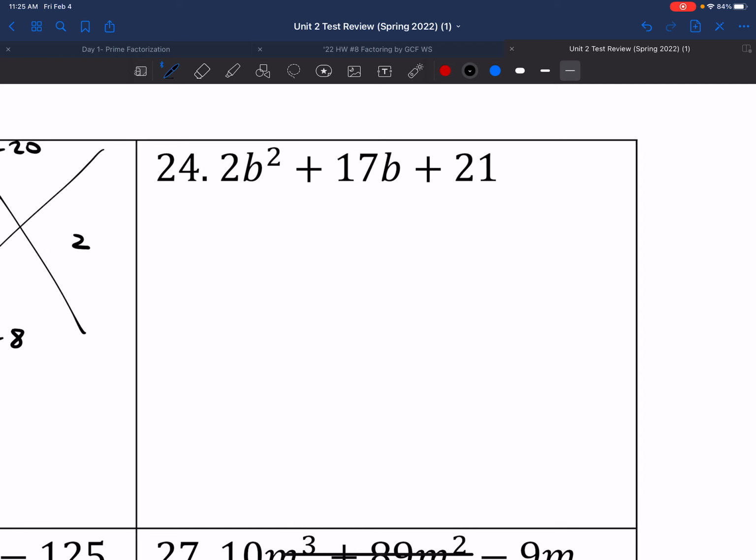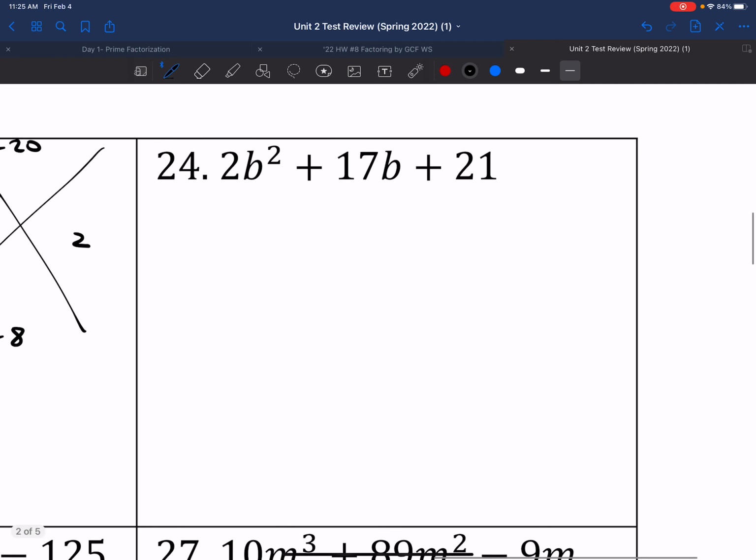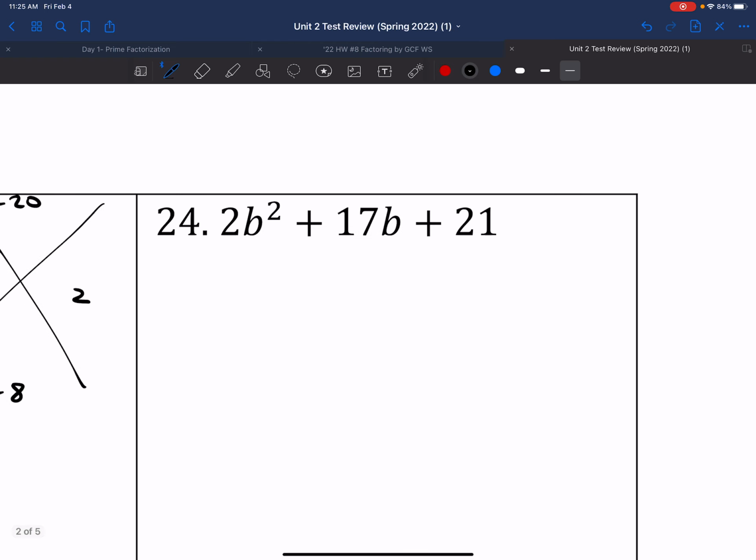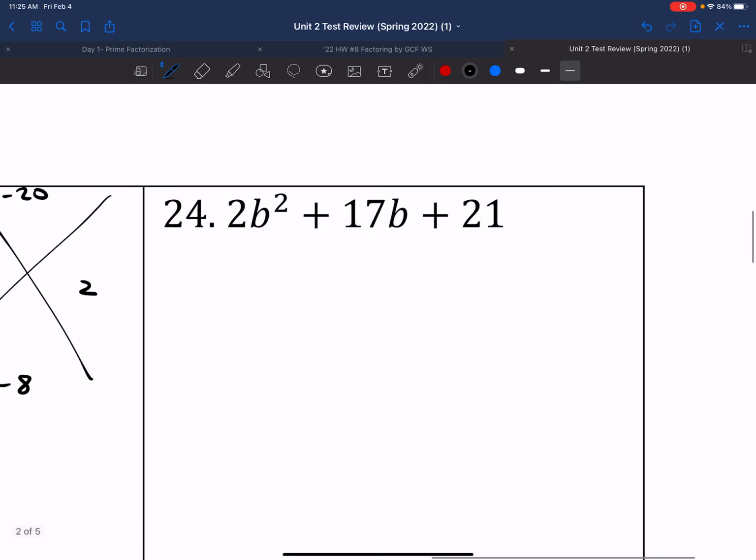Here I see that I have 3 terms in the form ax squared plus bx plus c. Can I find a GCF? No. But I can go ahead and start doing the split method. So I have 21 times 2, which is just 42? And then I put a 17 here. Now I'm thinking, okay, give me the 2 numbers here. Let's see. Maybe... can't be 6 and 7.